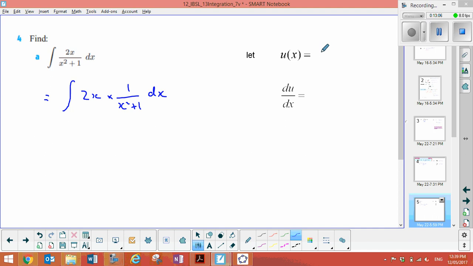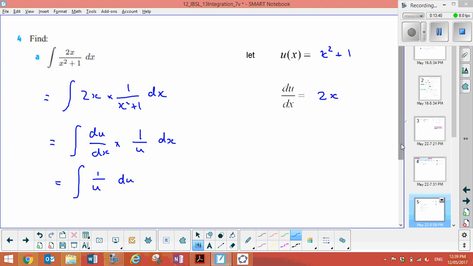If this is x squared plus 1, the derivative of that is our 2x. So good, we've got those two, there's two parts of our equation. So we can now write, we have the integral of du dx times 1 over u dx. So we have the integral here of 1 over u du.